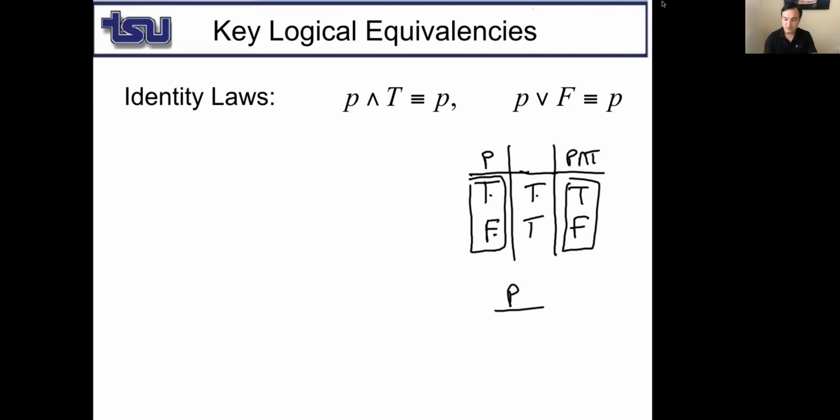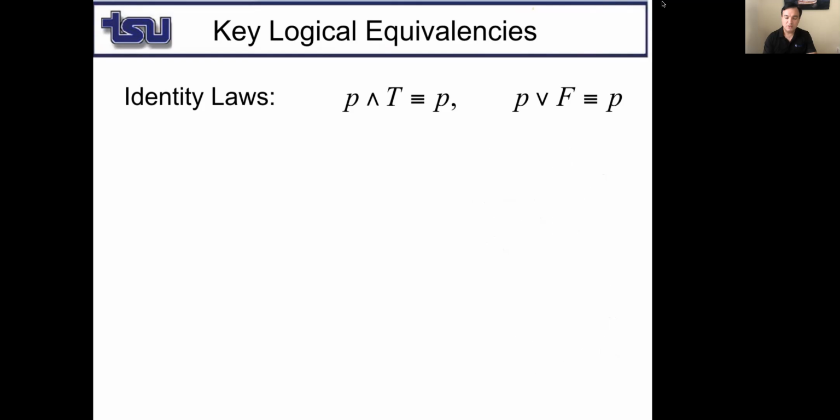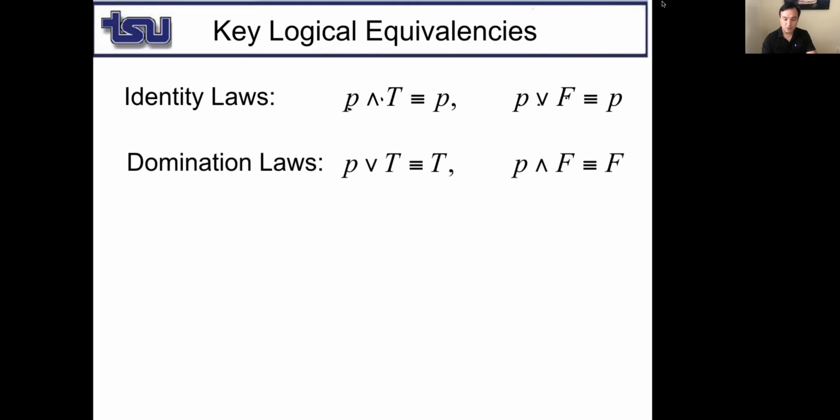Similarly, P can be either true or false. And if you have false, and if you look at P or false, true or false is true, false or false is false. As you see here, true, false, true, false. So that means whatever P is, P or false is always P. So therefore they are what? Logically equivalent. So these are important equivalencies. You gotta know them by heart. P and true is P, P or false is P. This is identity law.